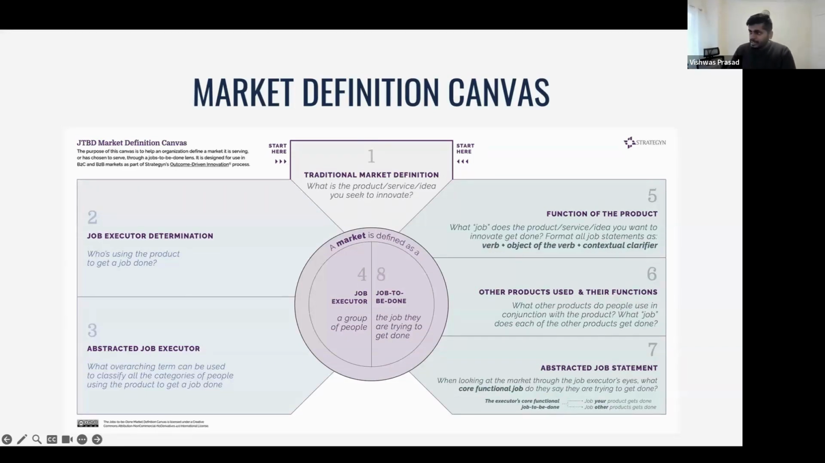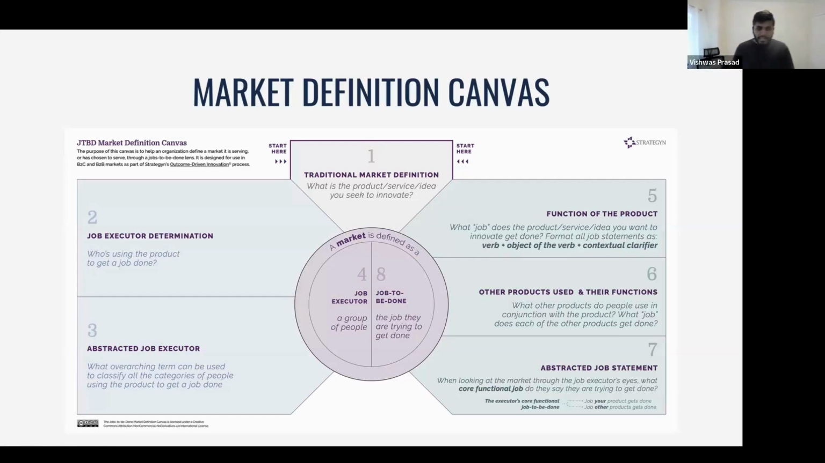So it has different things. The first one is basically the traditional market definition. So you're looking at what is the product or what is the market that you're trying to serve or innovate. And then there's the job executor. So you're exactly describing who your primary and secondary job executors are, who is your product buyer, who are the influencers, who are the supporters, who are the executors, and all that. And you're trying to understand the purpose of each of these user types.